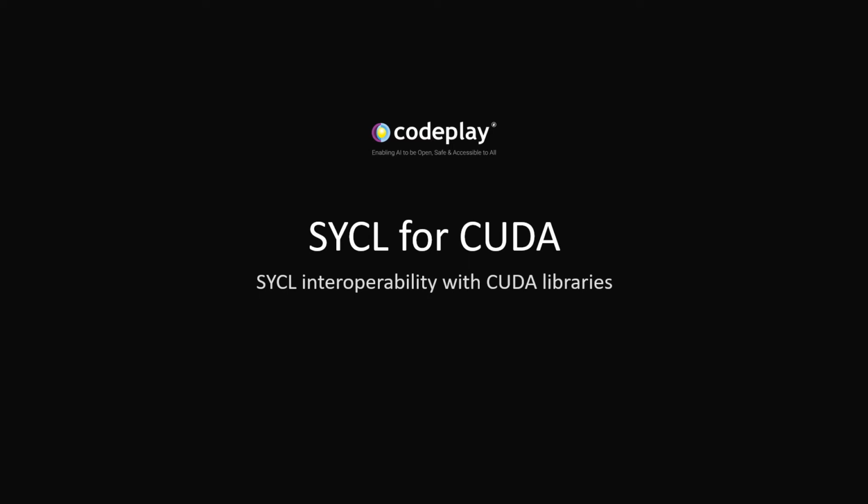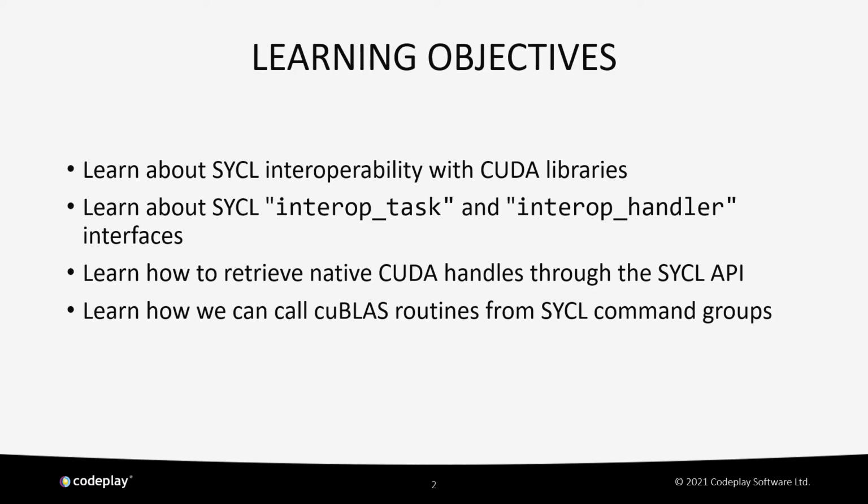In this presentation, we're going to explore SYCL interoperability with CUDA libraries. Our main learning objectives for this presentation are: learn about the interoperability features provided by SYCL and how we can use them to call CUDA library routines. We're going to learn how to retrieve native CUDA object handles using the SYCL API. And finally, we're going to have a look at a code example of calling the cuBLAS scal routine from a SYCL command group.